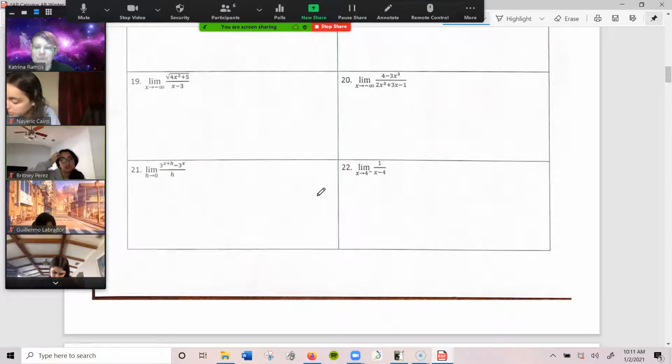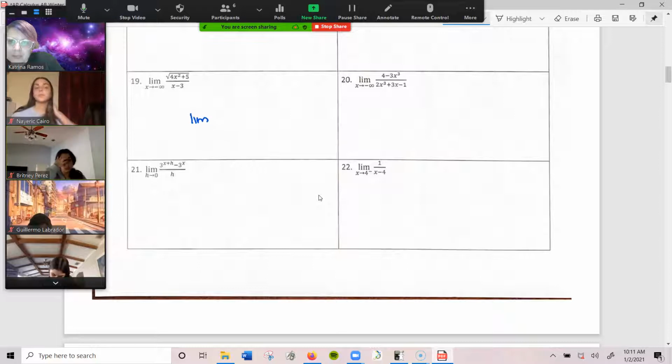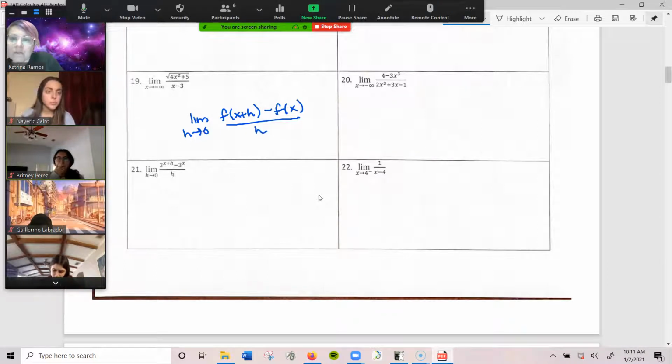21. Okay. So we have the limit as h is approaching 0. Now, anytime you see h in a limit, check to see if it looks like this: the limit as h is approaching 0 of f of x plus h minus f of x all over h. And if you look at it, this follows that format. As h is approaching 0, this is f of x plus h minus f of x. And you see how it's all over h, right? So this is supposed to equal f prime of x. So this limit is equal to the derivative of f of x.